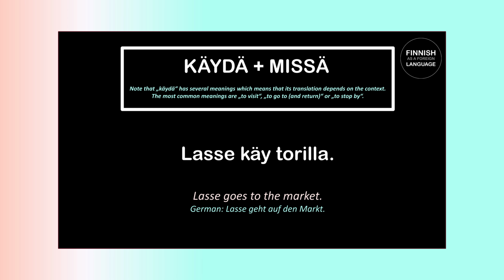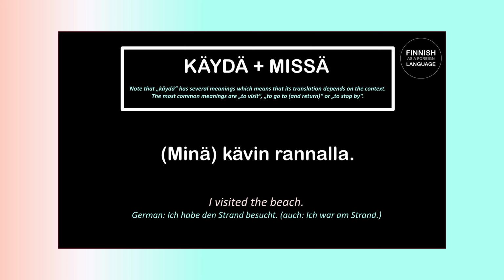Now, depending on the place, käydä can also of course appear with the adhesive case. This one we need with open places. For example, Lasse käy torilla means Lasse goes to the market. A market is an open place, so that's why we have to put tori, which means market, into the adhesive case here. Or our next example, kävin rannalla means I have been at the beach or I went to the beach. So here we kind of have a flexible translation. Kävin is the first person singular past tense of the verb käydä, which means I went. Rannalla is the adhesive case of ranta, which means beach.